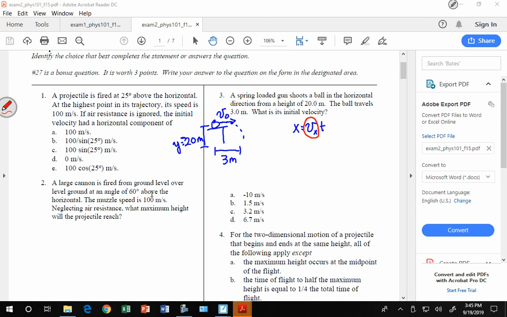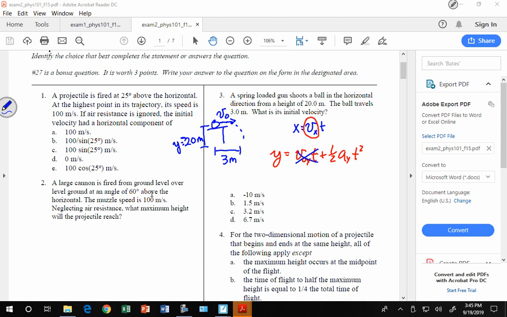But this is an object that's dropping 20 meters. So I can find the time for any object to drop 20 meters. I know my acceleration. I say y is equal to v naught y t plus 1/2 ay t squared. But this goes to 0 because v naught y is 0. Because it's horizontal. Yeah, so v naught y, the initial velocity in the y direction, since this is all in the x direction, v naught y has no value. It's 0.